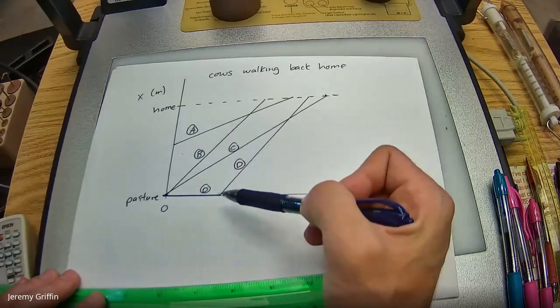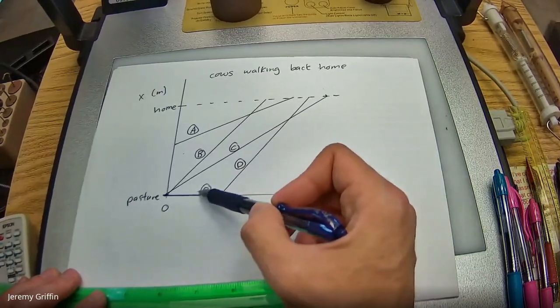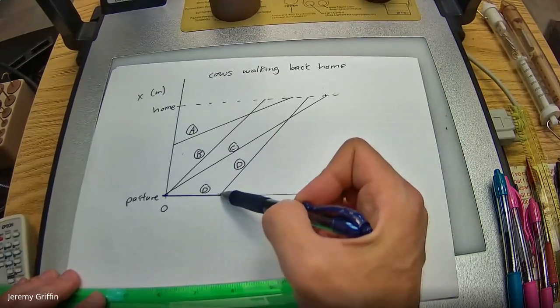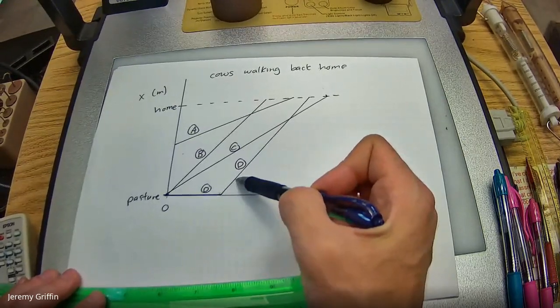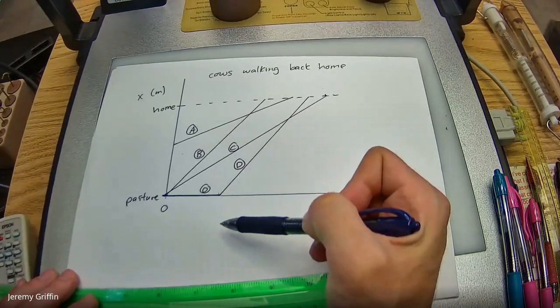What is cow D doing? He's waiting. Yeah, he's just kind of standing around, probably munching on some grass. It takes him a while, and he realizes all his friends are going home. So after a while, he heads back, right? Okay. Who wins the race back home?